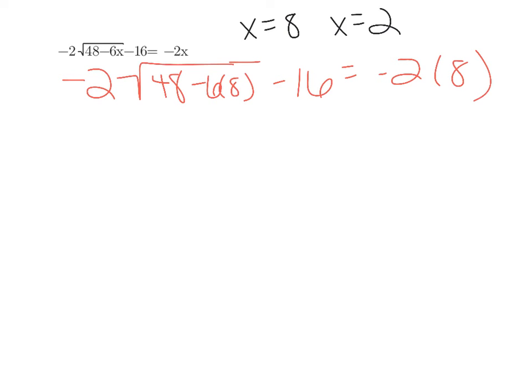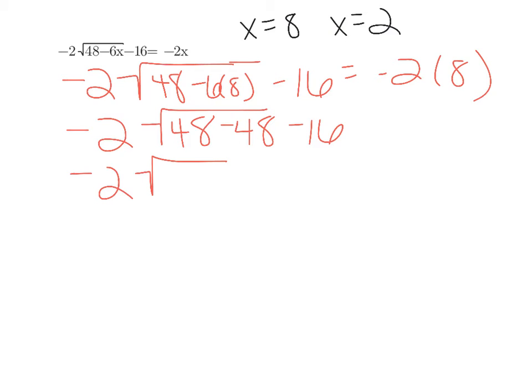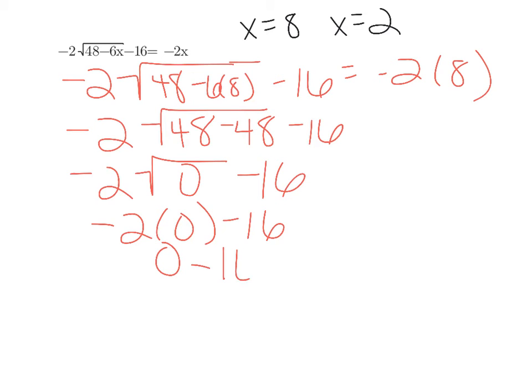Okay, so I'm going to start off by simplifying the left-hand side of my equation. I'm going to start underneath the radical doing the multiplication. 6 times 8 is 48. I'm going to continue simplifying underneath the radical, and 48 minus 48 is 0. The square root of 0 is 0. So -2 times 0 is 0, and 0 minus 16 is -16.